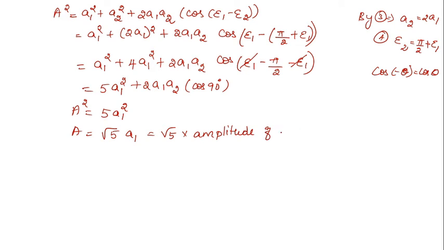of the first motion. Okay, we proved the first part, right? They ask you to prove that the resultant amplitude is equal to root 5 into the amplitude of the first motion, right? The next part, they ask you to prove that the phase difference is equal to tan inverse of 2 by 2 pi. So that is what we are going to do.